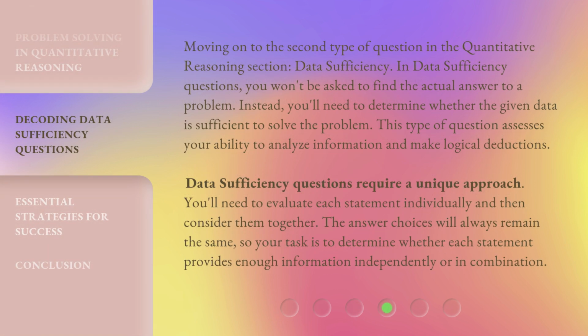Moving on to the second type of question in the quantitative reasoning section: data sufficiency. In data sufficiency questions, you won't be asked to find the actual answer to a problem. Instead, you'll need to determine whether the given data is sufficient to solve the problem. This type of question assesses your ability to analyze information and make logical deductions.